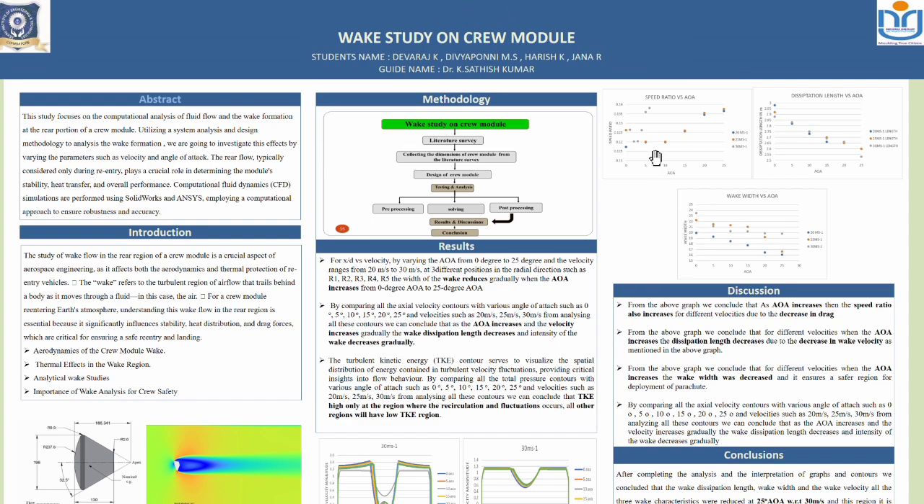These graphs are the calculated results which show the speed ratio versus angle of attack, the dissipation length versus angle of attack, and wake width versus angle of attack. In speed ratio, as the angle of attack increases gradually, the speed ratio of the free stream velocity also increases. In dissipation length versus angle of attack, when the angle of attack increases, the dissipation length decreases. In the wake width versus angle of attack graph, the width of the wake reduces as the angle of attack increases.